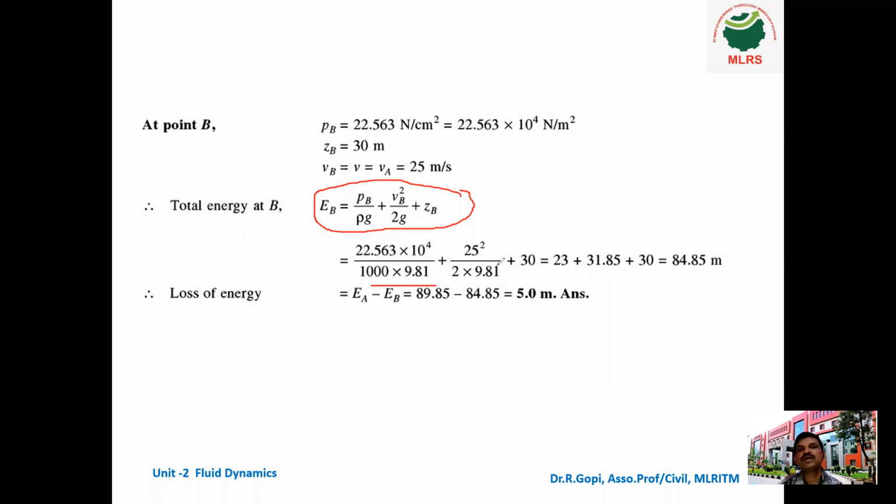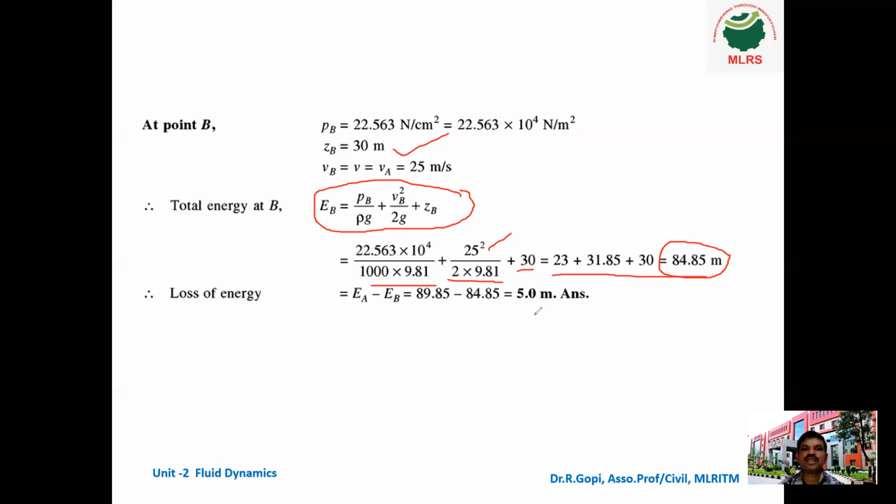VB is constant because the cross section is uniform. Okay, so velocity is 25, divided by 2 into 9.81. Next, plus 30. Okay, so what is 30? 30 is the datum head at B point. So substitute all the values, simplify the equation. Finally, we get an answer 84.85. So this is the total energy at the point B.